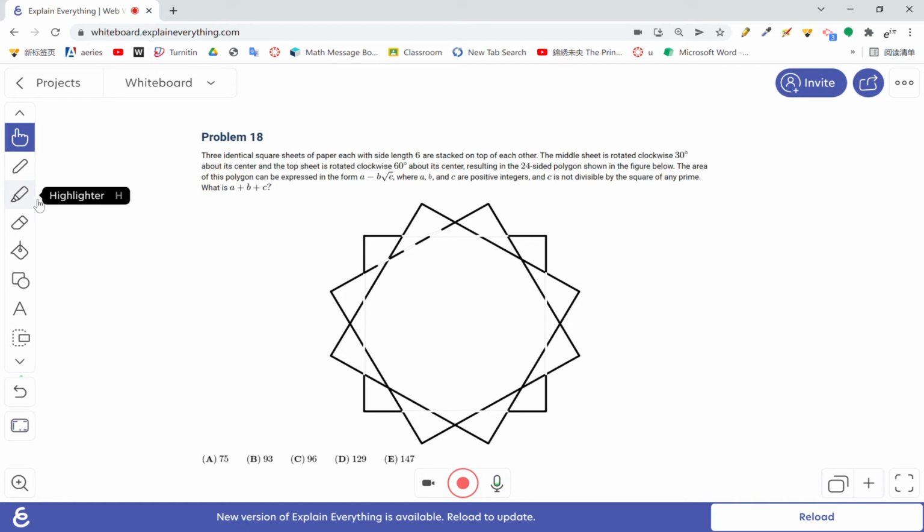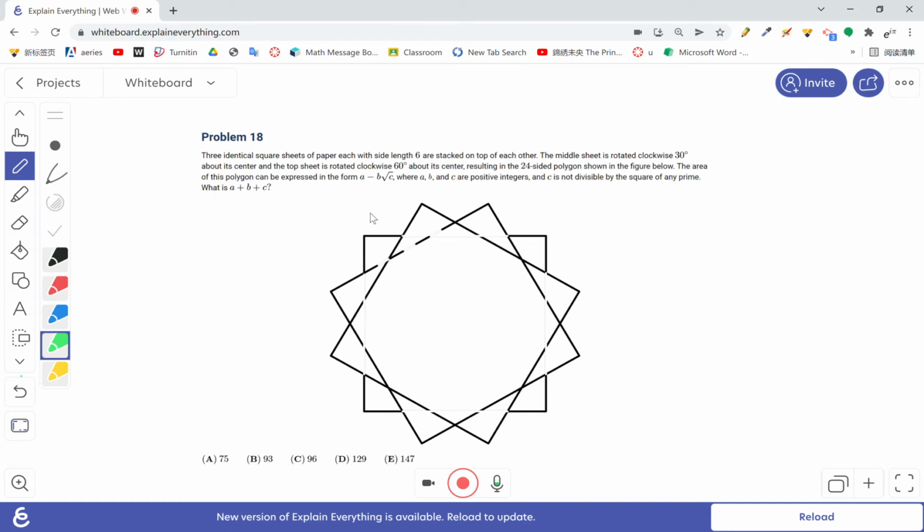So today I'll be showing the solution of a really interesting problem from the Fall AMC 10B, problem 18. It says three identical square sheets of paper, each with side 6, are stacked on top of each other. The middle sheet is rotated clockwise 30 degrees about its center, and the top sheet is rotated clockwise 60 degrees about the center, resulting in a 24-sided polygon shown below. So we want to find the area of this polygon.